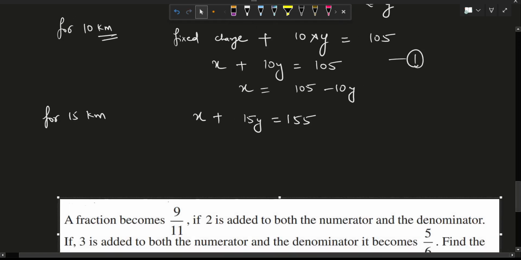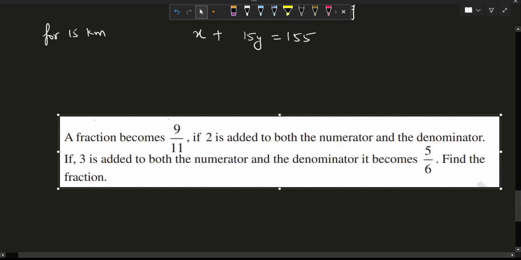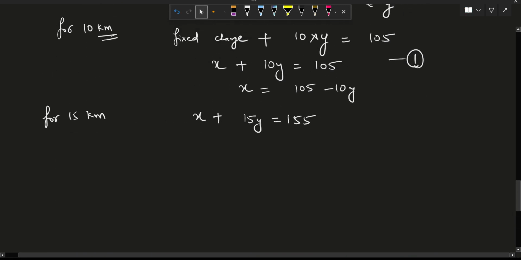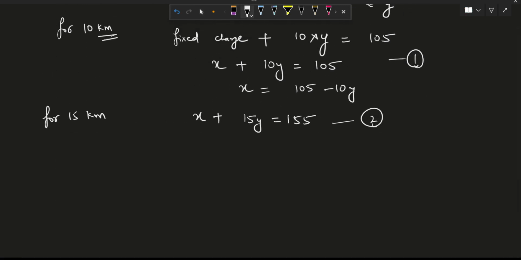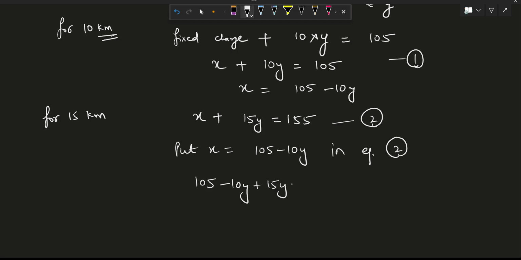Now, in the second equation, what we are going to do is put the value of x. This is the second equation. So put x equals 105 minus 10y in equation 2. So x is 105 minus 10y plus 15y is 155. So when you solve it, it's 5y, because minus 10 plus 15. And then this thing goes over here and let's solve it.